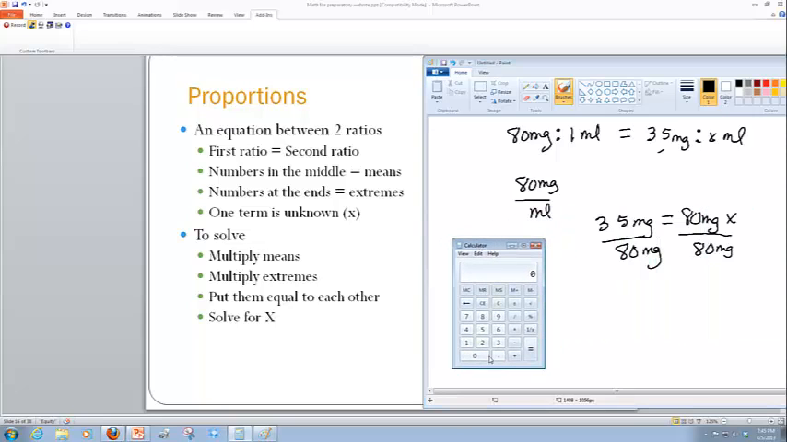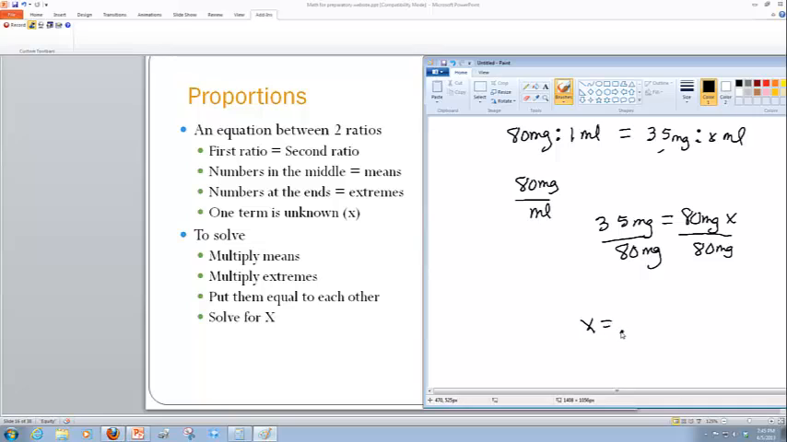Bring in the calculator here. 35 milligrams divided by 80 milligrams is equal to 0.4375. So X is equal to 0.4375 milliliters. That was our unknown quantity. Up here we were solving for X milliliters. So ratios are useful when the concentration's going to remain the same. You're either looking for the number of milligrams or grams, or you're looking for the number of milliliters.